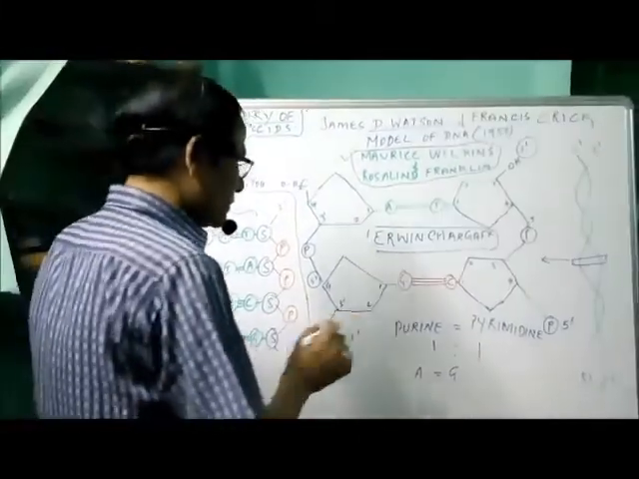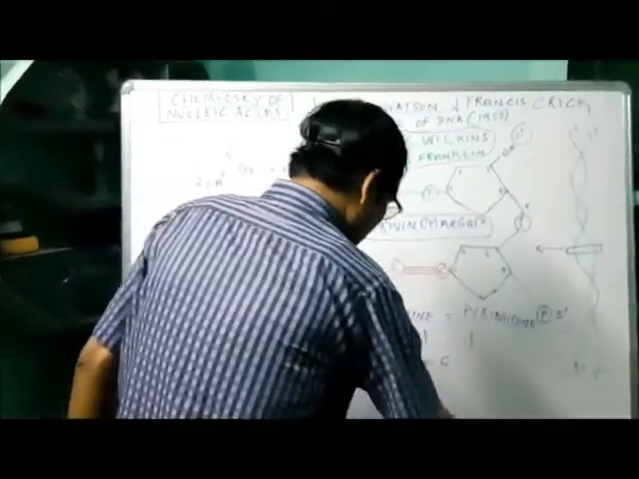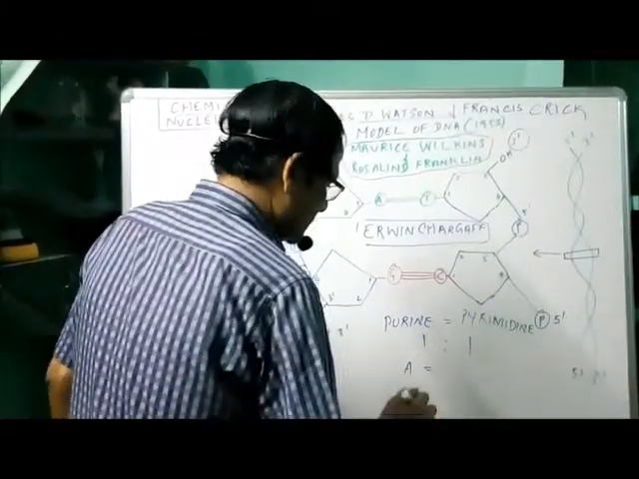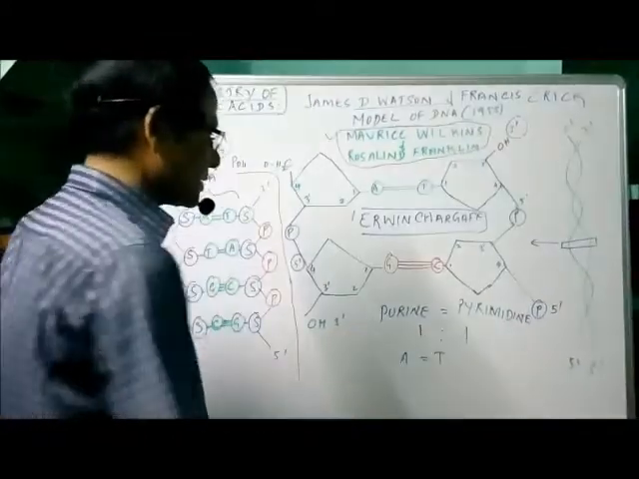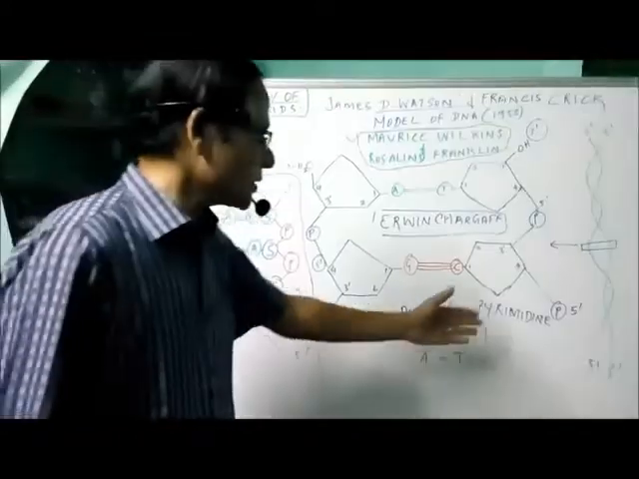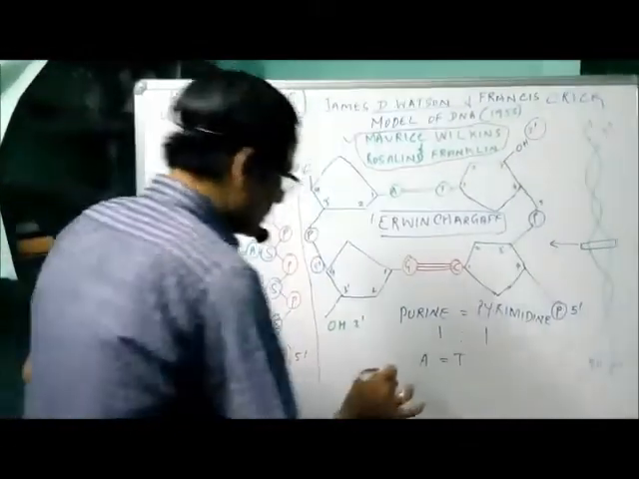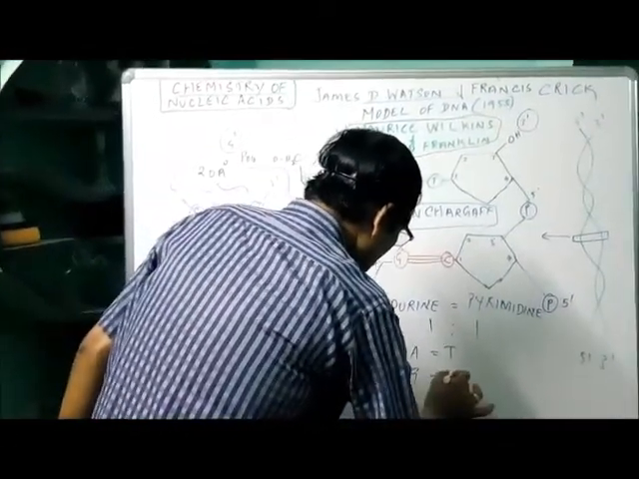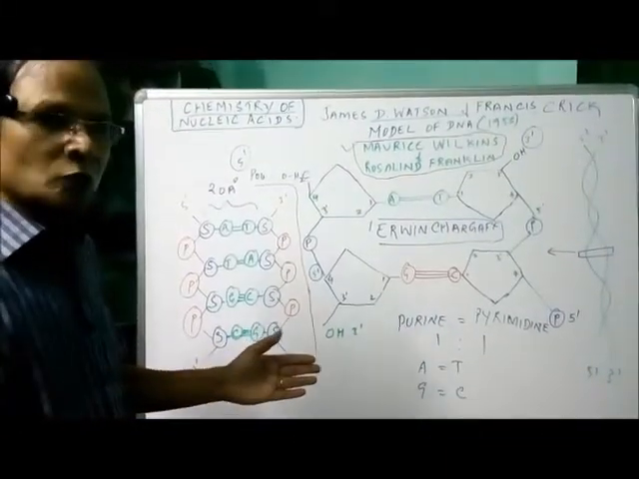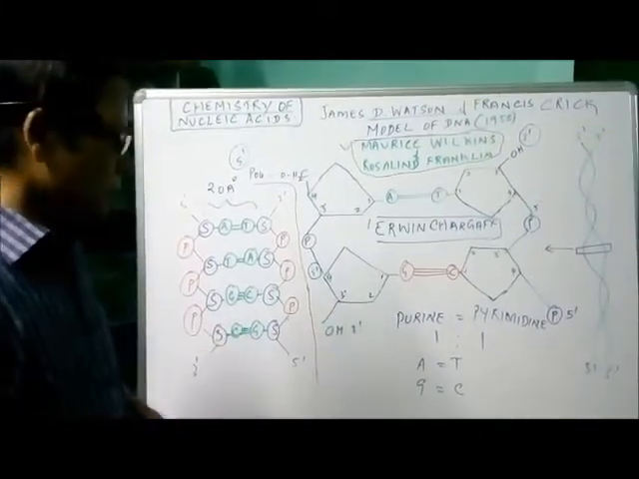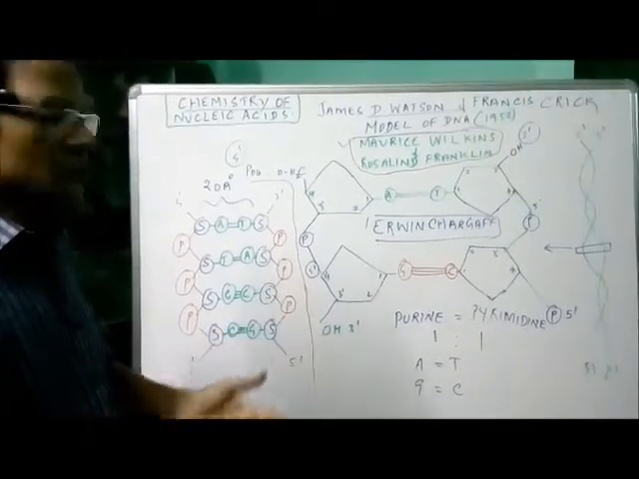I made a mistake here. The number of adenine is equal to the number of thymine, because purine is equal to pyrimidine, A is coming under purine and T is coming under pyrimidine. Similarly, the number of guanine is equal to the number of cytosine. They also exist in a 1:1 ratio. A is equal to T, G is equal to C.